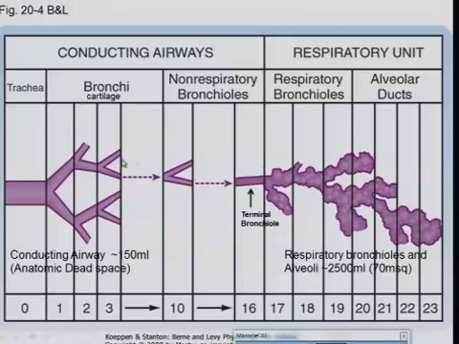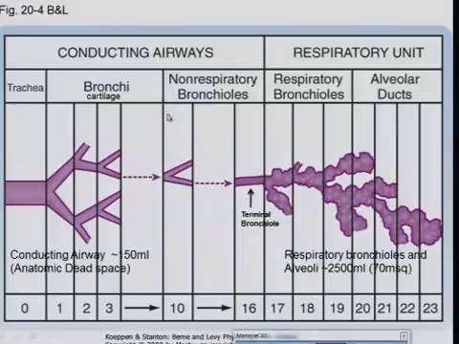Here we talk more specifically about the upper airway, which we call the conducting airway. The conducting airway is the airway that primarily has cartilage around it. We start with the bronchi, those are the larger airways, and then we go to the non-respiratory bronchioles.